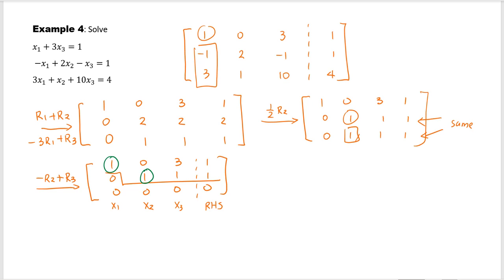Now, let's look at the columns. The first column has a leading entry, right? Second column, it has a leading entry. But now, do you see the third column? It has no leading entry. Okay, what does it mean that this column has no leading entry? It means x3 is free. Then we also have the last row, because it's all 0, so 0 equals 0, we have infinitely many solutions.